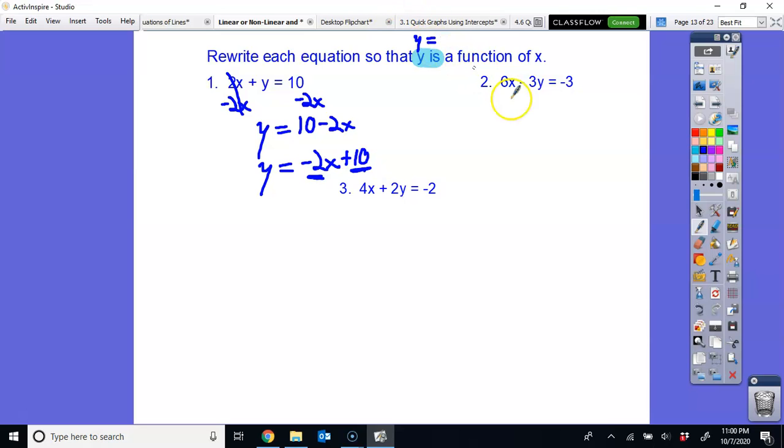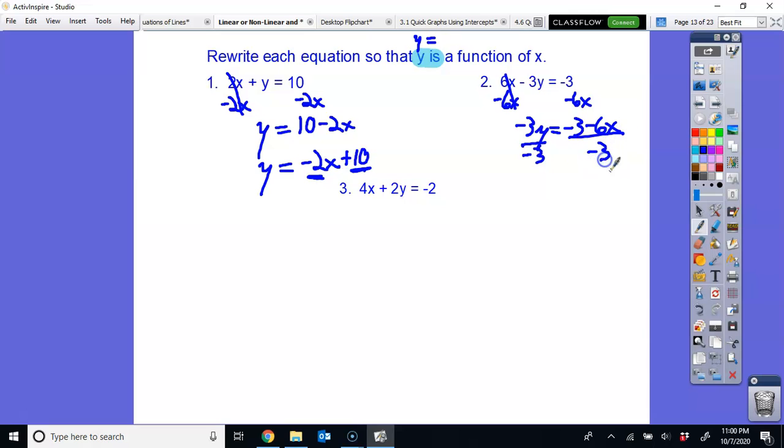So let's practice this again. Let's take number 2. We're going to subtract 6x because it's a positive 6x. That gives me this canceling out, negative 3y equals negative 3 minus 6x over here. Then I've got this number beside y. So this is where we want to divide because it's negative 3 times y.